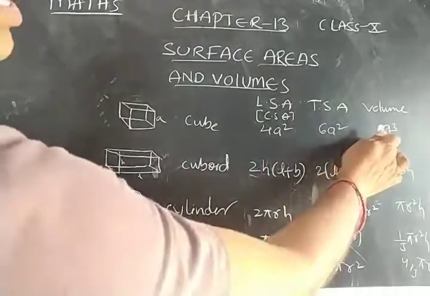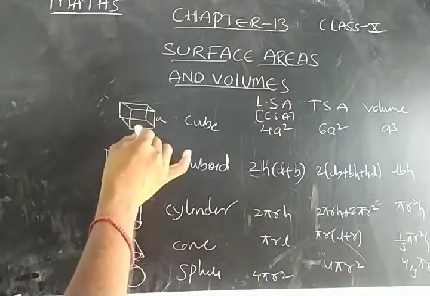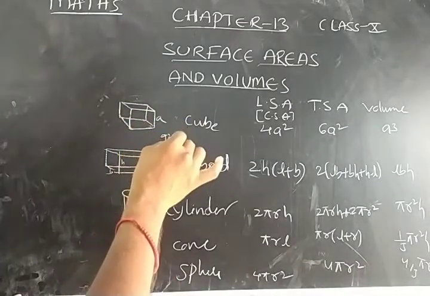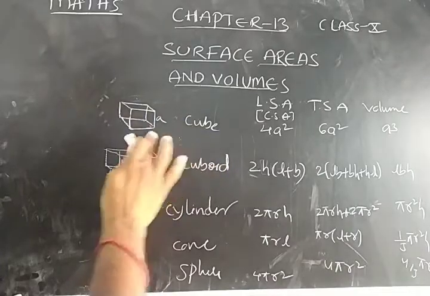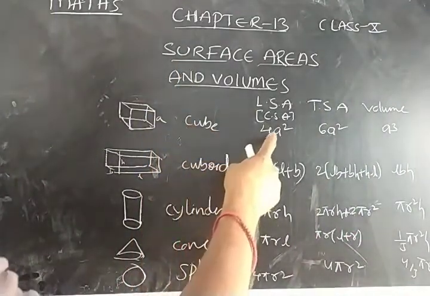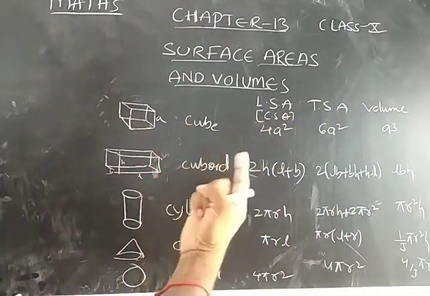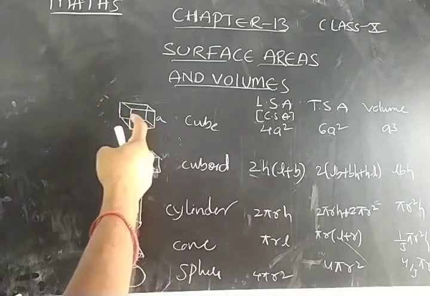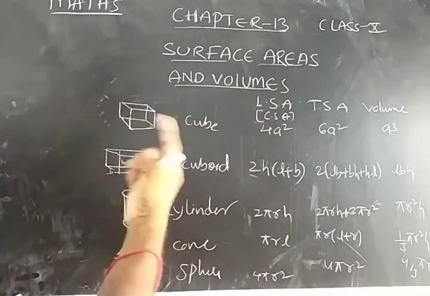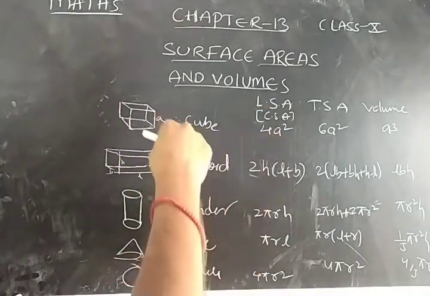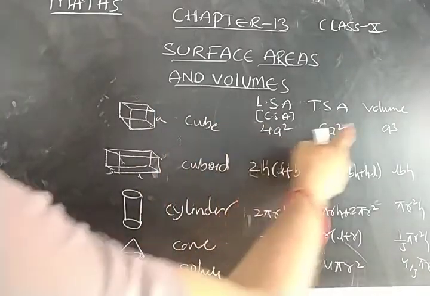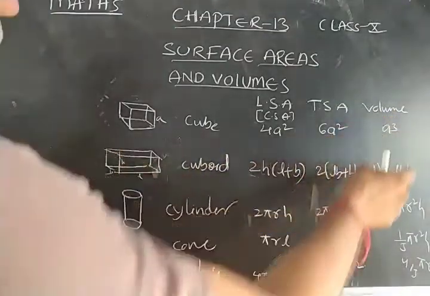And how to get volume? Base area into height. What is the base here? Base is a square, so the area is a square. And the height is also a. So a square into a, you will get a cube. That is volume. So to get LSA, base perimeter into height of the solid, you will get the LSA. Similarly, volume means base area into height.